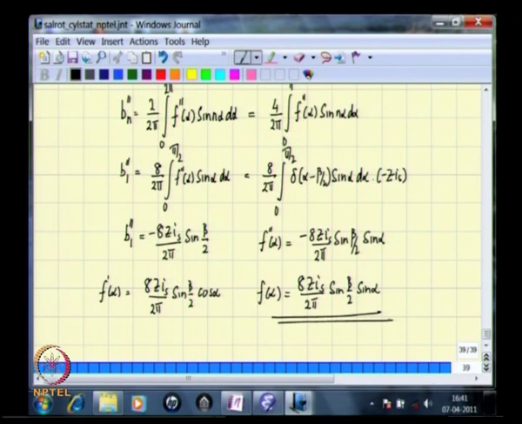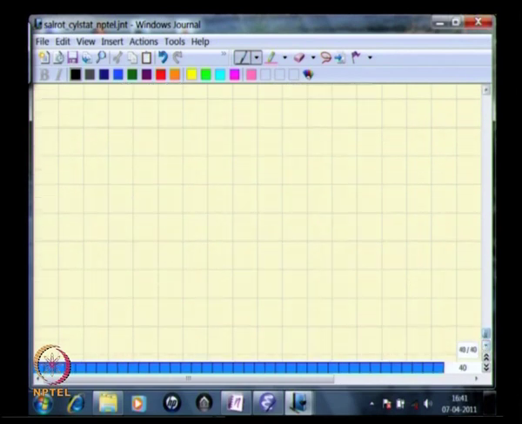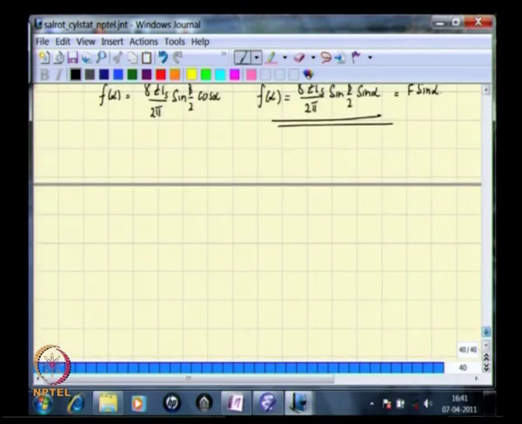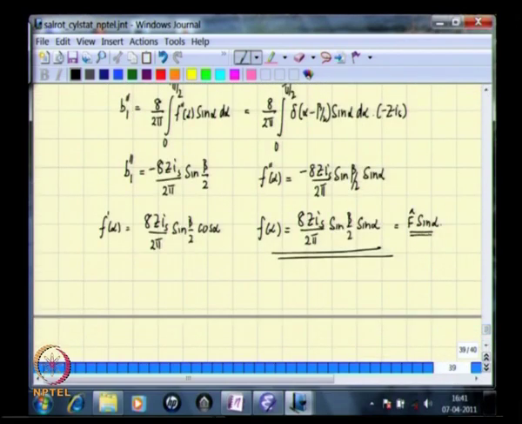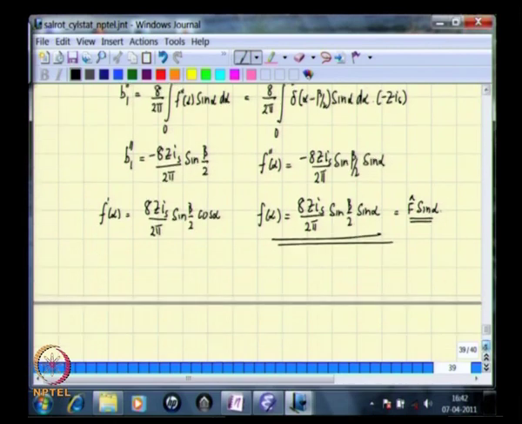Now we can therefore write this as a fundamental, the amplitude of the function f hat multiplied by sine alpha, and this is the actual fundamental distribution. We need to resolve this into two components to be acting along the air gap representative of the direct axis, and another component acting along an air gap representative of the quadrature axis.